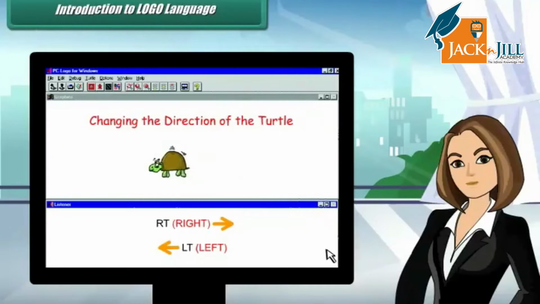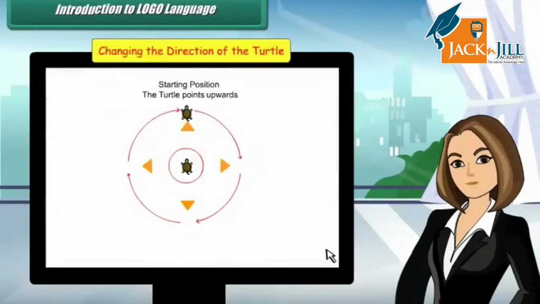These primitives only turn the turtle's face towards the right or left direction. The turtle does not draw a line. Let us see how the turtle turns when we give RT and LT commands along with the number of steps. Starting position: the turtle points upwards.